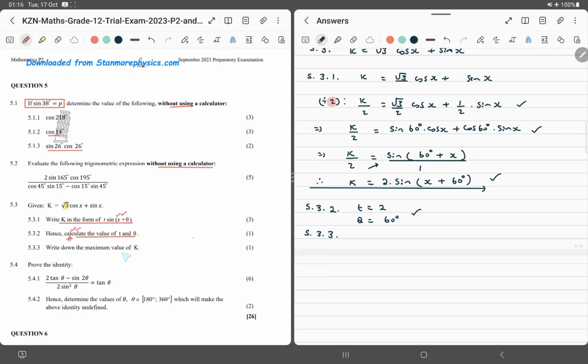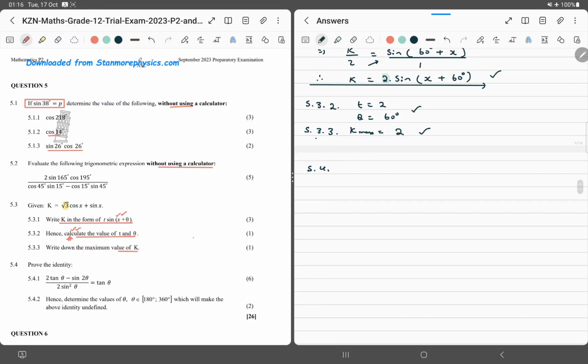Write down the maximum value of k. Obviously the maximum value of k is going to be this coefficient right here, because it would be the amplitude. So we can just say k max is basically equal to 2. Nice and easy. That 1 mark is in the bag.